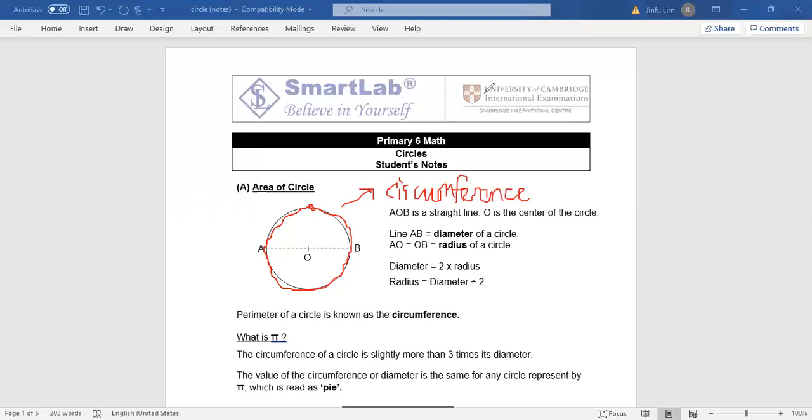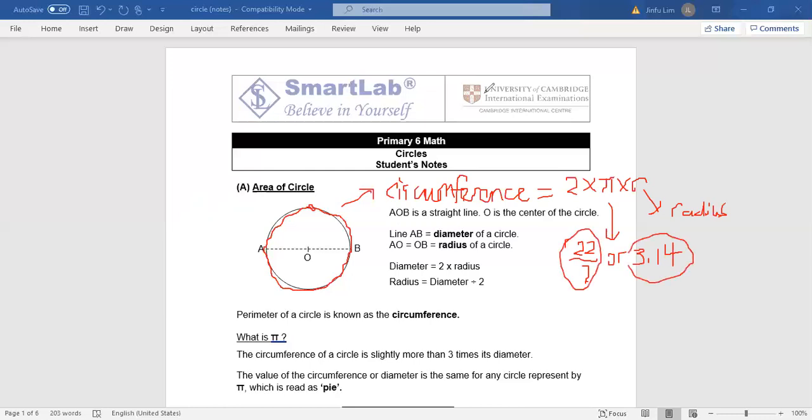So how do we find circumference? Circumference of a full circle is given by the formula 2 times pi times r, where r is the radius, and pi over here, you can either express as a fraction or decimal. As a fraction it is 22/7 or 3.14. So which value of pi you use depends on what is given in the question.